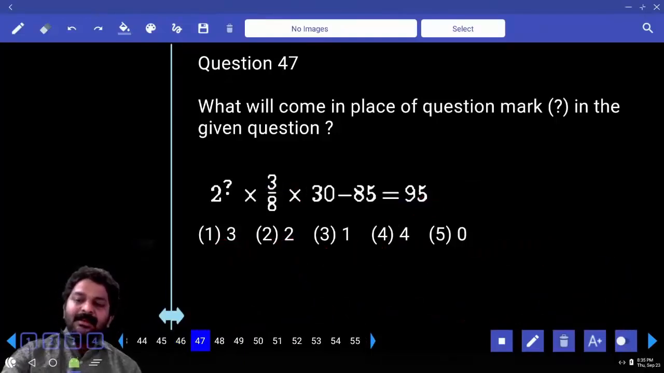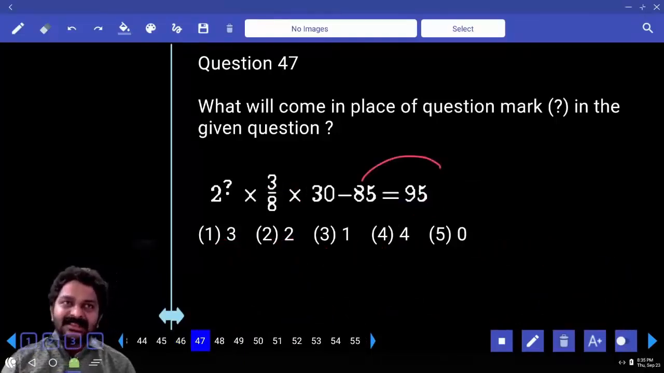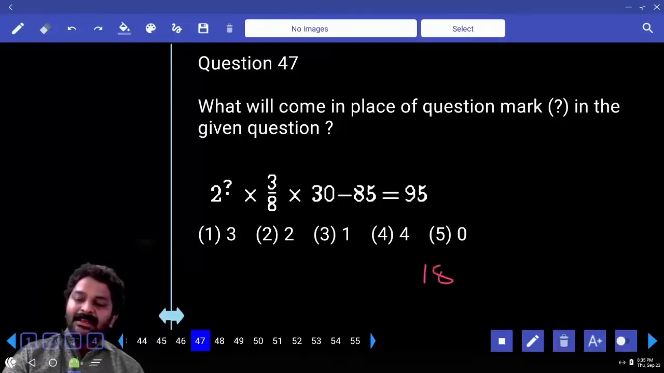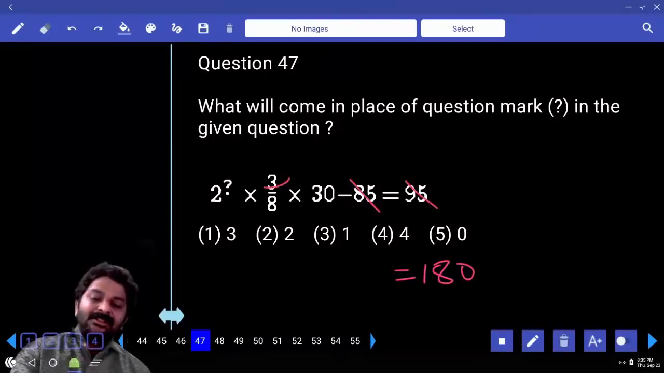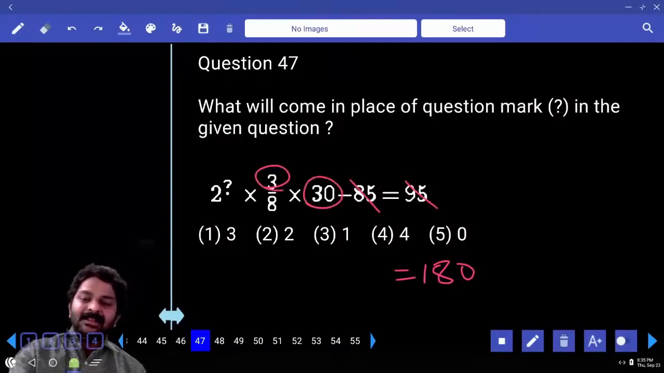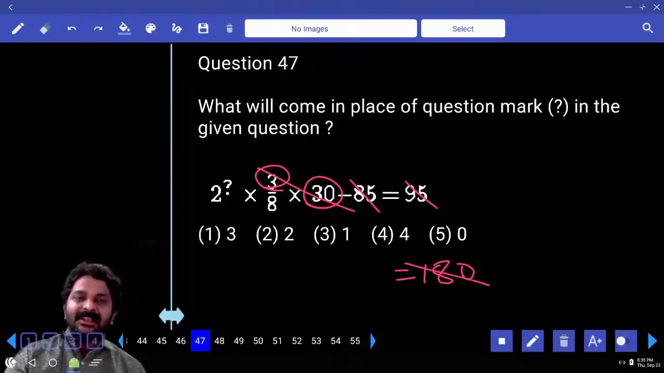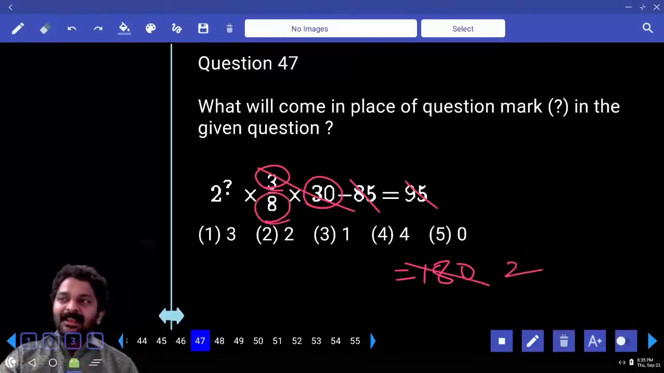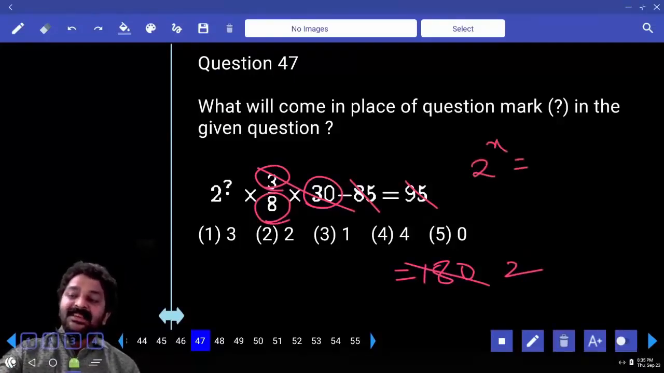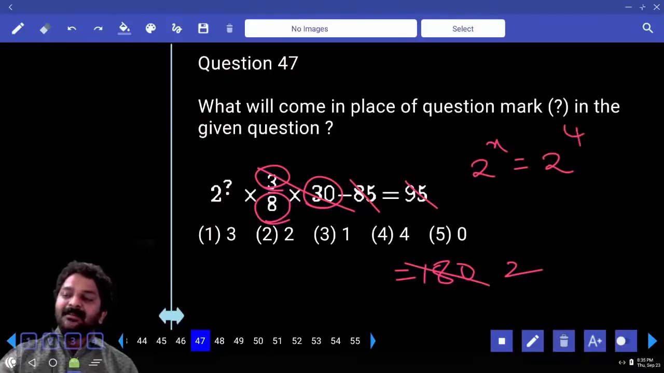Next. Minus 85 goes to the other side. 95 plus 85, 180. Right hand side number we have 180 and these two numbers are not there. 3 into 30, how much? 90. How many times is 180? 2 times. Left hand side denominator 8 is there. 8 goes to the other side. 8 twos, 2 power x. 16 must be written as 2 to the power of which number? X is equal to 4. Option 4.